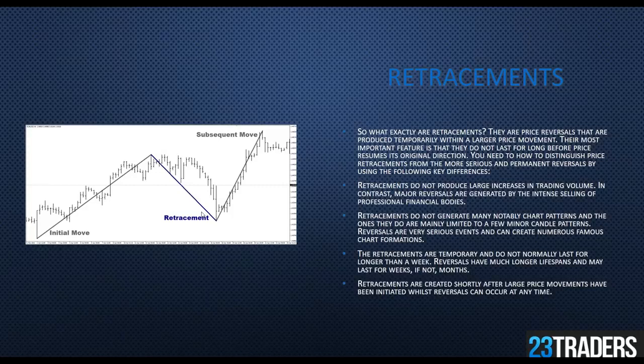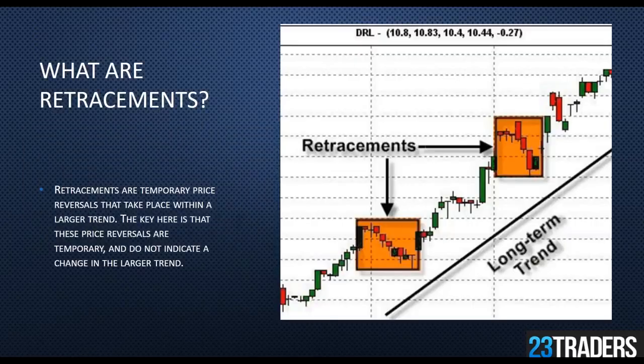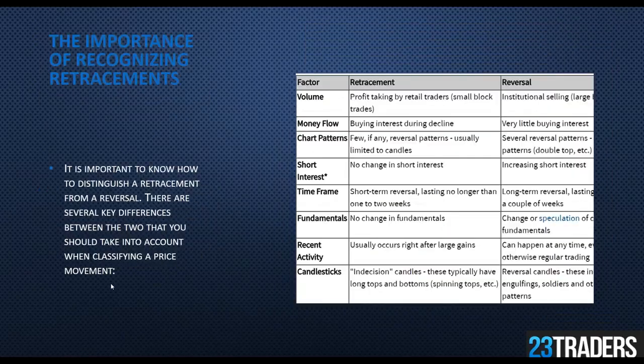The sellers are taking control of the market, and they're pushing price down. A retracement is just the buyers easing back a wee little bit. They haven't lost control of the markets. So retracements are temporary price reversals that take place within a larger trend. The key here is that the price reversals are temporary and do not indicate a change in the larger trend.